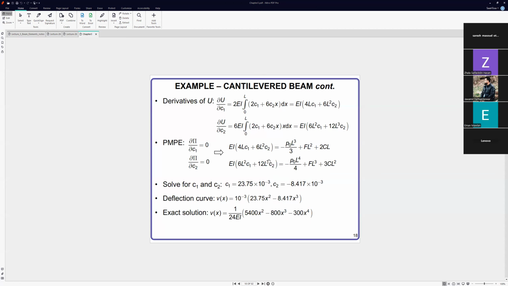Also, try to solve this one manually and send to me with the homework. So solve for C1 and C2 because we will have two equations. This is equal to 0. This is equal to 0. So after trying to solve it, you can find the C1 and C2. Is this one correct? You should check it, and after you find the C1 and C2, you can substitute in the equation of Vx and try to compare with the exact solution.